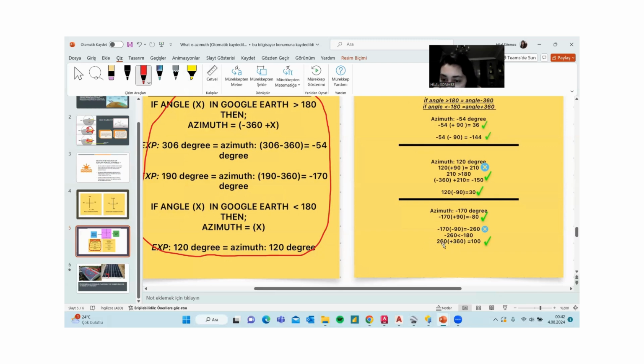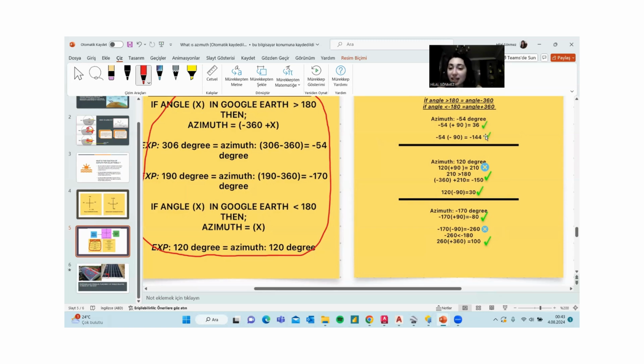I wrote wrongly. It should be minus 260 plus 360. We will attain 100 degrees for the azimuth angle of the panel for one side of the ridge of the roof.